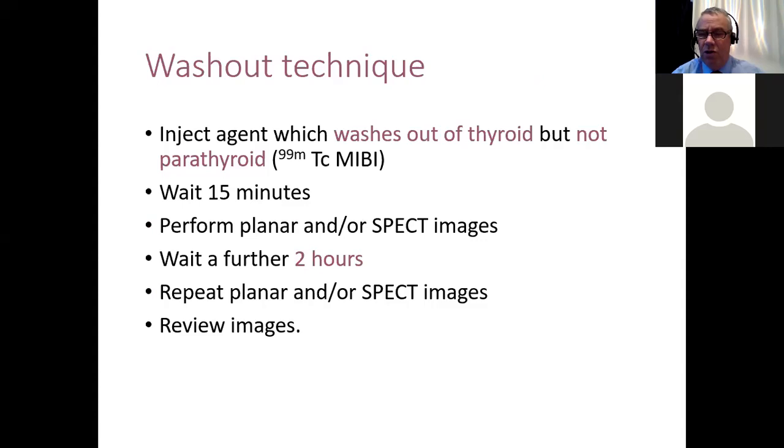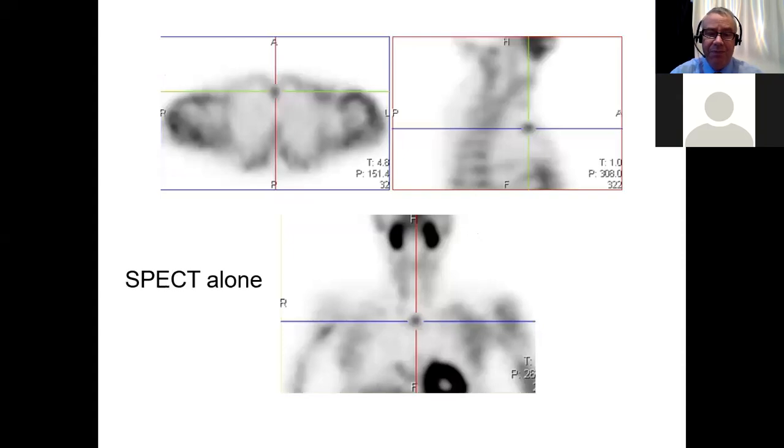out that it washed out at a different rate between the thyroid and parathyroid, with retention in the parathyroid. So you inject the MIBI, wait 5 minutes, take some pictures, and then you wait another hour and a half to 2 hours and you take some more images. And originally that was done with planar images, but now we do it with SPECT and SPECT-CT. So this is a patient, this is a late image, this is at about 90 minutes post MIBI injection.